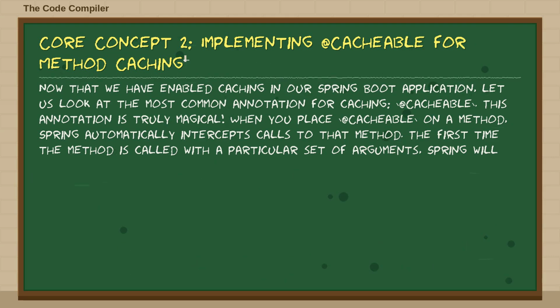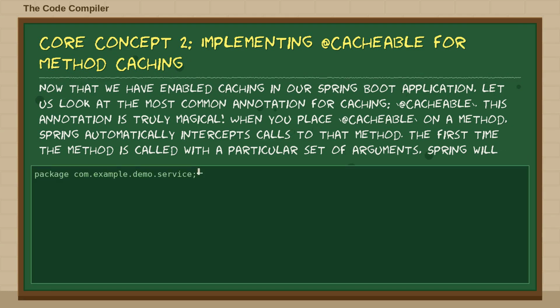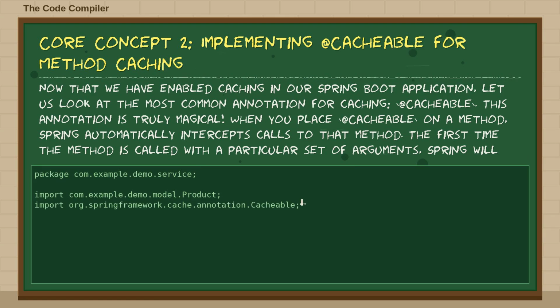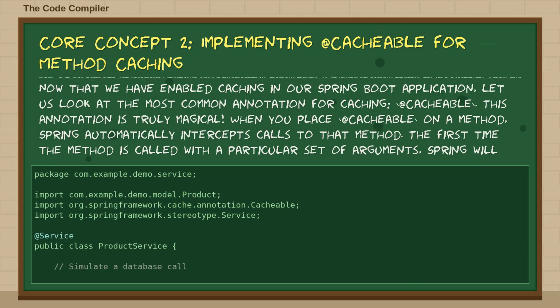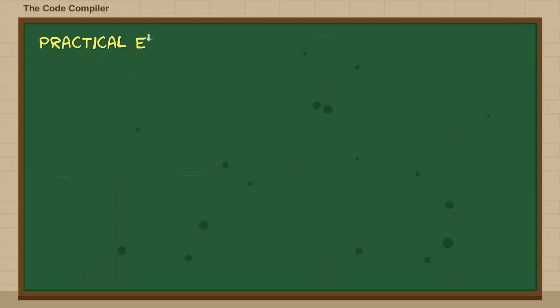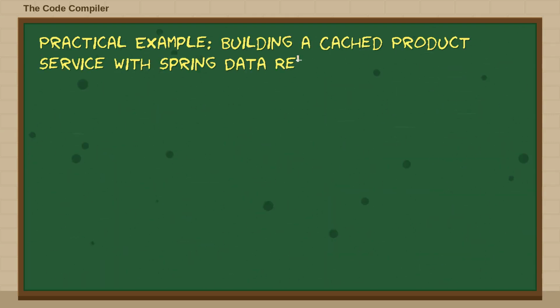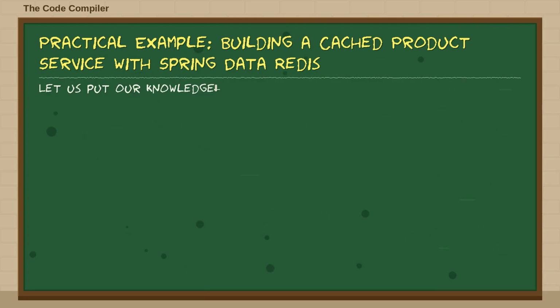This saves a lot of processing time and reduces the load on your database or other backend services. The value attribute in @Cacheable specifies the name of the cache where the data will be stored, for example, products. You can also specify a key to uniquely identify the cached item. So, @Cacheable is your go-to annotation for methods whose results are expensive to compute or fetch and do not change frequently.